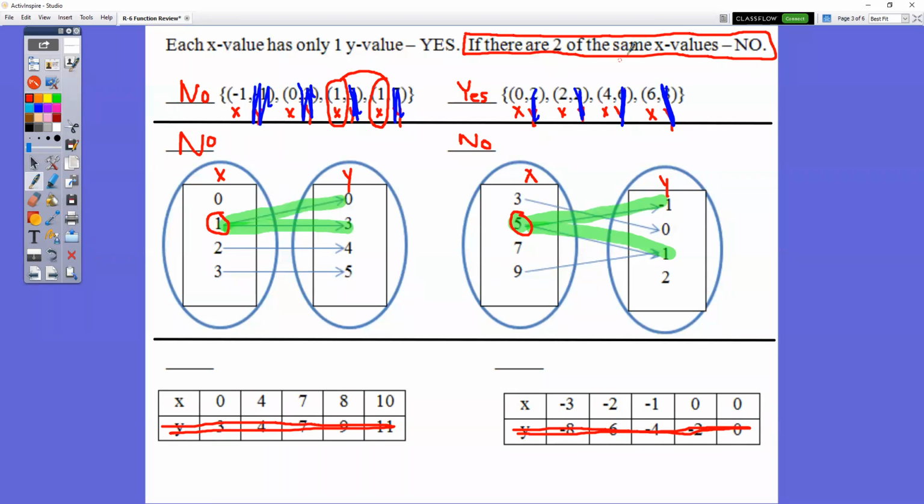If there are 2 x values that are the same, that's when it's a no. So I have 0, 4, 7, 8, and 10. All of them are different. So that means this one is a yes. Here I have -3, -2, 0, -1, 0, and 0. I have 2 x values that are the same. That's what makes this one a no, because I have 2 x values the same.